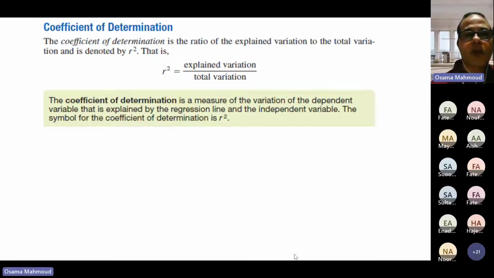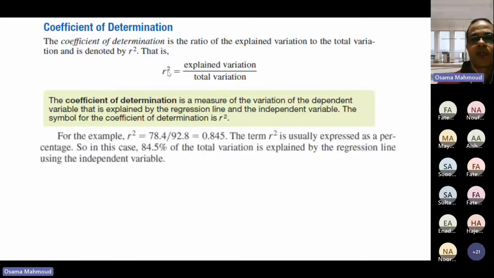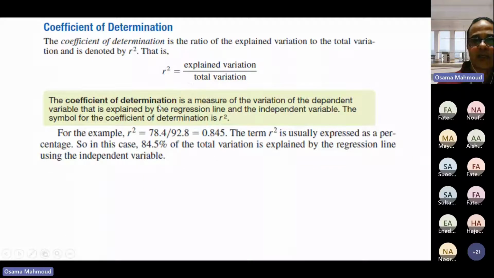There is something called the coefficient of determination. The coefficient of determination is the square of the correlation coefficient. So once you find the correlation coefficient, you square it. So you find a value which is less than 1 for sure. Multiply it by 100, it gives you the percentage. What does this percentage mean? It means this percentage of the total variation is explained by the regression line using the independent variable.